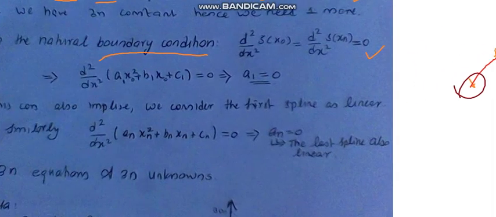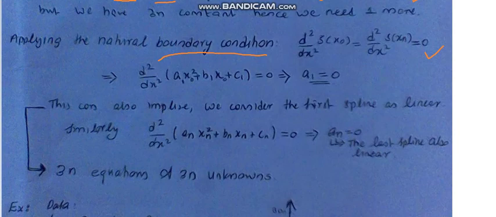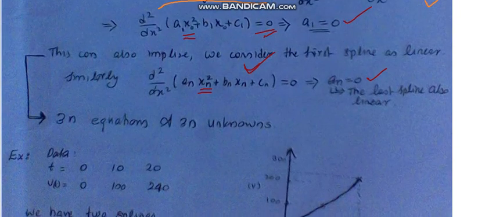That is the boundary condition. If you apply it, then we will be having d square by dx square, that is the quadratic equation, at xn, that is the last point, and similarly at x0, that is the first point, of the first spline and the last spline. If you take that second order differential, it will become 0, and you will get a1 equal to 0 or an equal to 0, these 2 conditions. You can take any of these conditions.